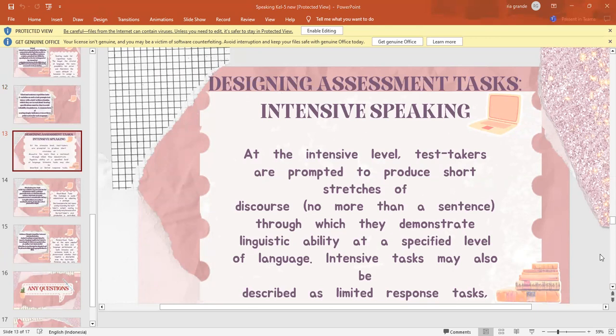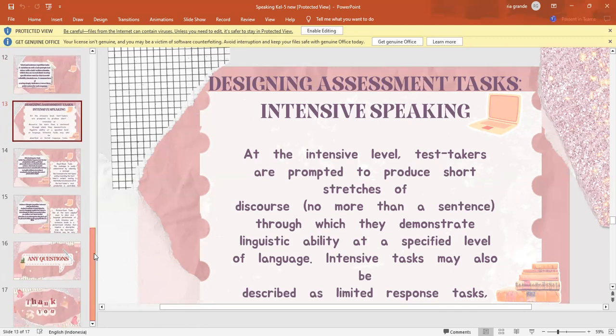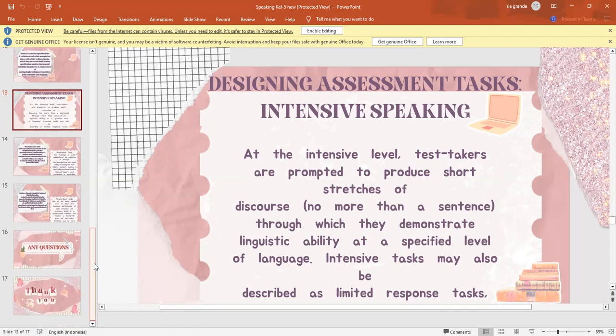Okay, the next is designing assessment tasks, intensive speaking. At the intensive level, test takers are prompted to produce short stretches of discourse, no more than a sentence, through which they demonstrate linguistic ability at a specified level of language. Intensive tasks may also be described as limited response tasks.